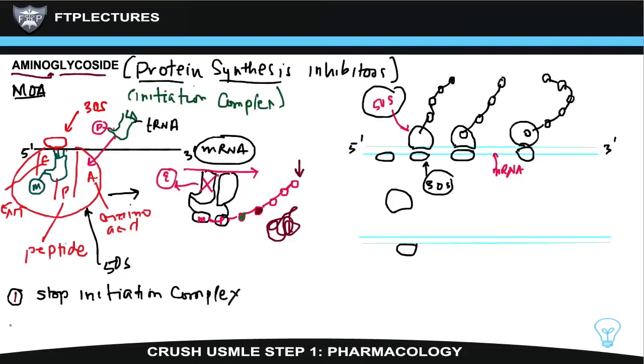Okay? And also, they prevent protein formation by inhibiting translocation. So translocation is just a big fancy word for this guy moving across the codon and just forming a nice little polypeptide. So we're going to go to this side of the board and take a look at this nice pretty drawing, and I'll show you where the aminoglycoside is actually working.